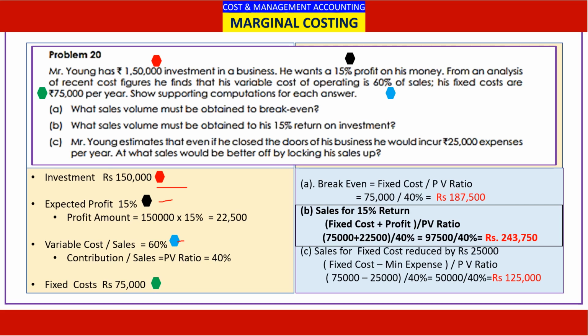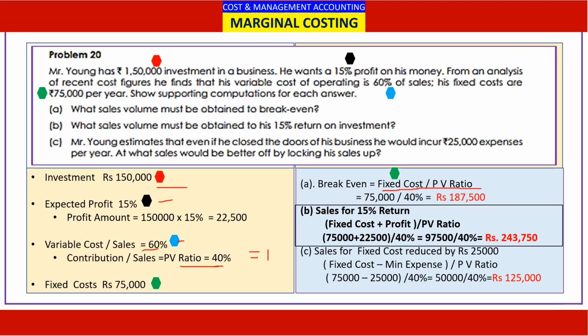What sales volume must be obtained for break-even? Question number A is, what is the break-even? Break-even formula is fixed cost divided by PV ratio. Now, what is PV ratio? If the variable cost is 60%, PV ratio is 1 minus variable cost, which is nothing but 40%. Means variable cost plus PV ratio is equal to 1. Therefore, PV ratio is 40%.